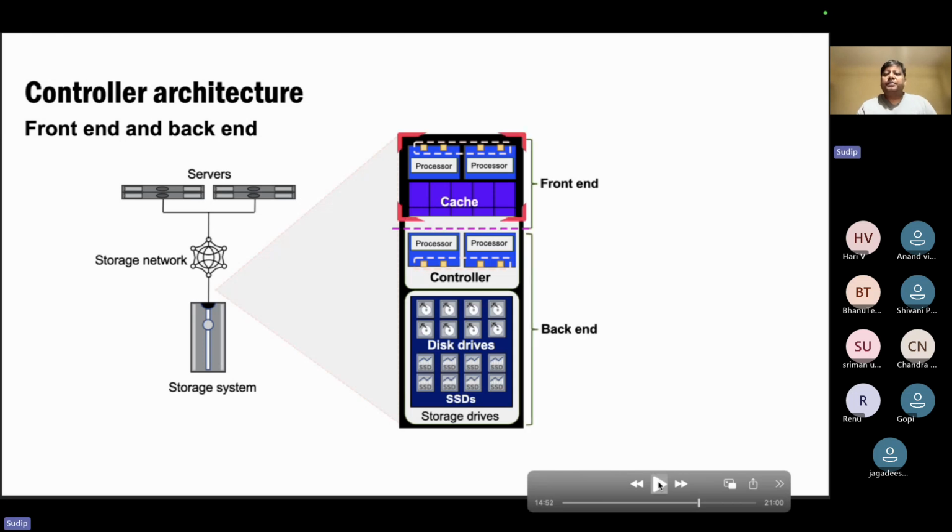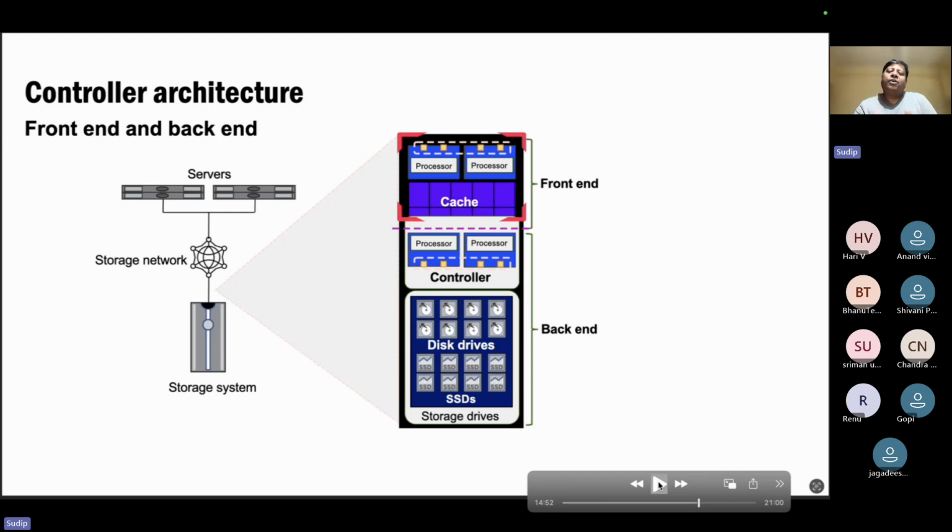And this is where we introduce a concept in the storage controller called front end and back end. Now, what exactly is front end? The name itself says whatever is facing front is front end, whatever is facing back is back end. Just kidding. That's not the case.